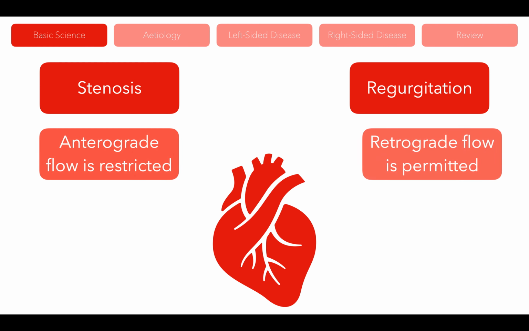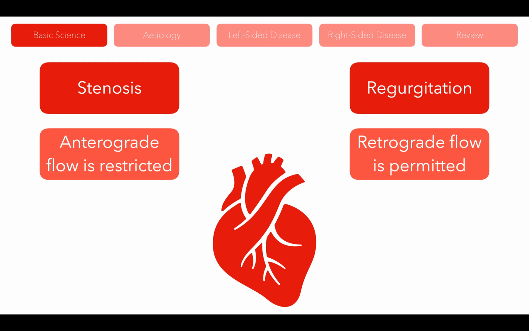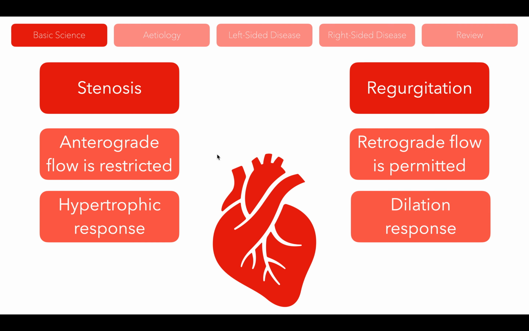So we can say that anterograde flow is restricted in stenosis. You can't get through the hole. Whereas in regurgitation, retrograde flow is permitted. So in both cases, blood is not going where we want it to go. Now, because the overriding function of the heart is to get useful blood to the brain and the viscera, and to accept less useful blood and get it to the lungs to become more useful blood, if we have an issue with the transport of blood, so anterograde flow is restricted or retrograde flow is permitted, the patient's going to get quite sick quite quickly.